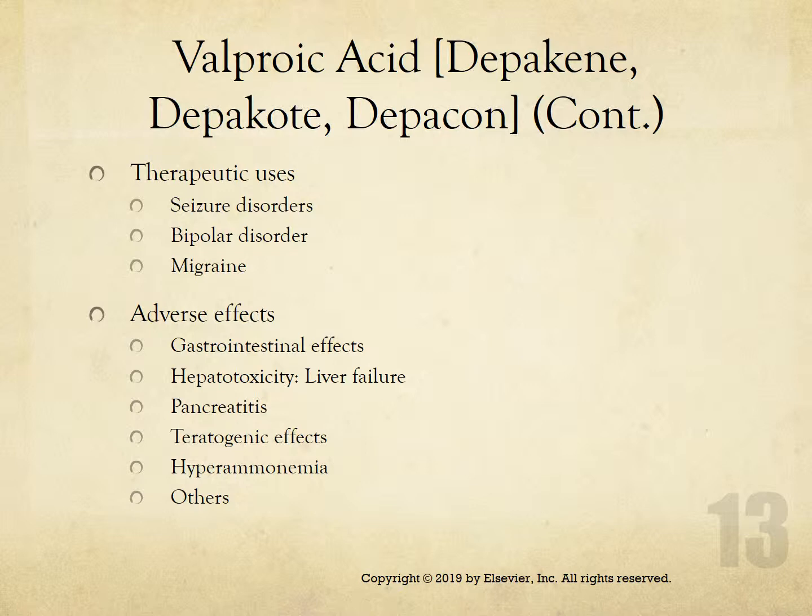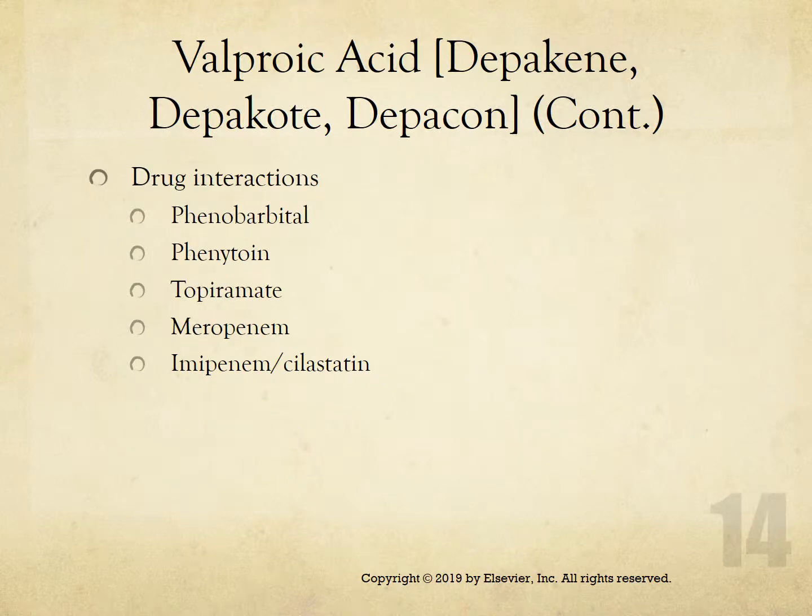There can be GI effects, hepatotoxic effects, pancreatitis, and it's teratogenic. So especially in use for bipolar disorder, we don't use it in childbearing women unless they're going to adhere to having a pregnancy test before they start, be on a birth control method that's reliable, and get regular pregnancy testing. Drug interactions are with phenobarb, Dilantin, topiramate, Topamax.